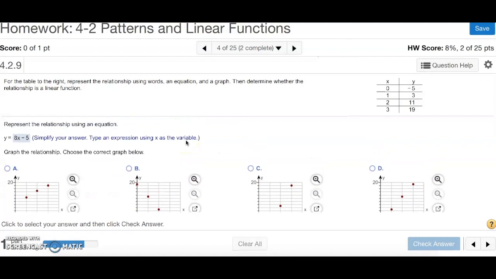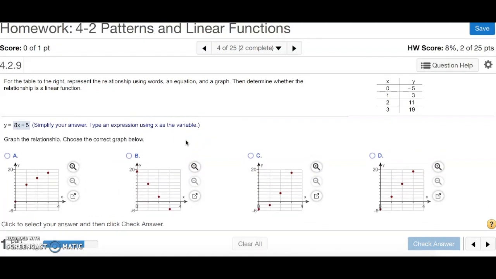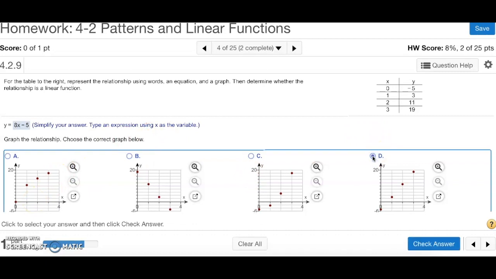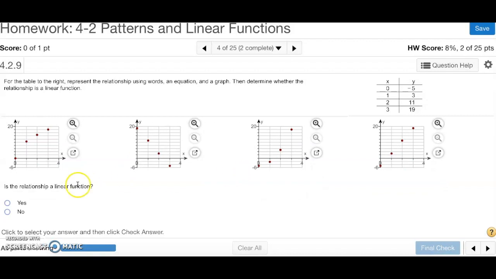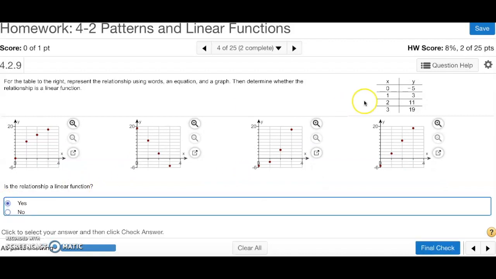Now, picking my graph. My graph is increasing, so it's not going to be B. And if you look at C, it's not linear. And A is not linear either. So your answer has to be D for that part. And is it linear? Yes, it is, because it has a constant rate of change.